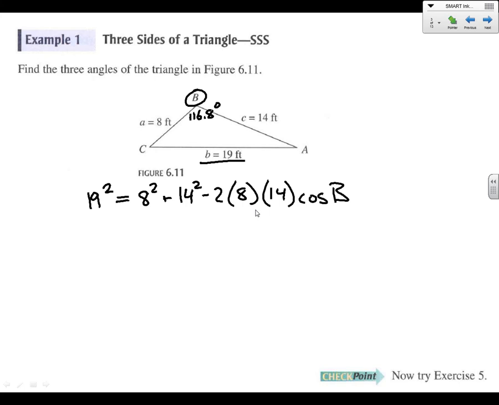Okay, so I'm going to go ahead and do that one more time for another angle. Now we'll get the second largest angle here. So let's get 14 over here, and we'll do that by itself. 14 squared equals the other sides: same thing here. 8 squared plus 19 squared minus 2 times 8 times 19 cosine of C. So we're solving for C now.